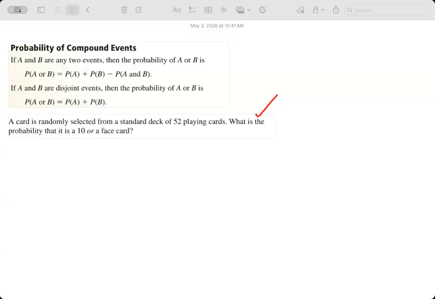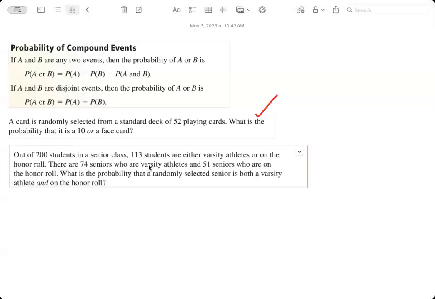We'll do one more, please. Because I feel like compound events is very important as well. We'll do these two problems. Probability is very important from a standardized test perception.